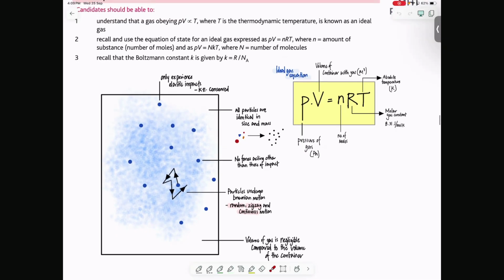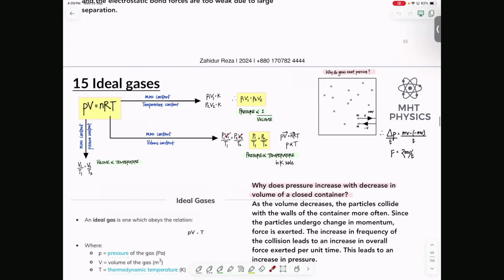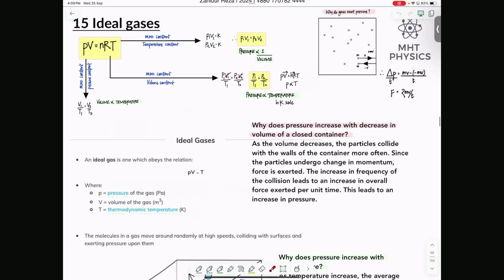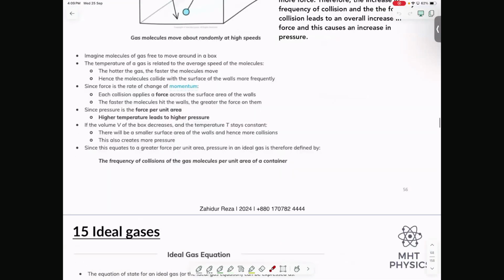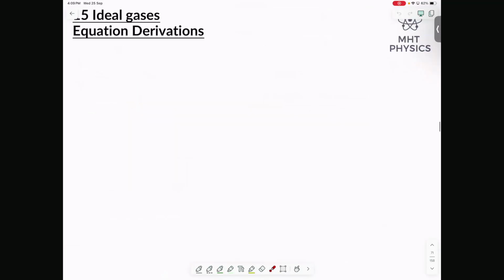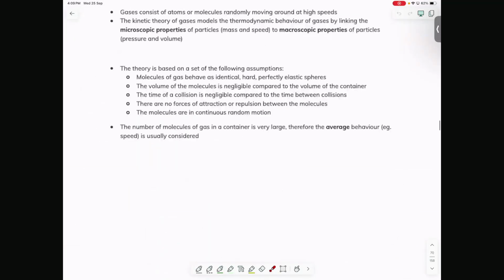And these assumptions are explained here in detail. We saw the ideal gas equation and some of the features, such as why pressure increases with decrease in volume, and why pressure increases with increase in temperature. So that's all we did so far. Today, we'll work on a page that is dedicated to it, pages 58 and 59.